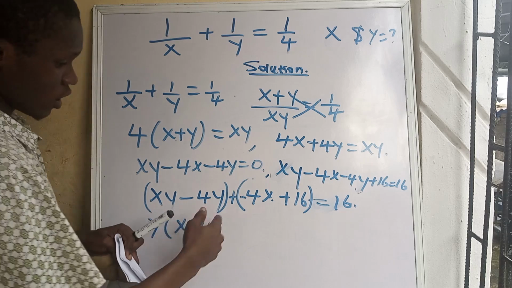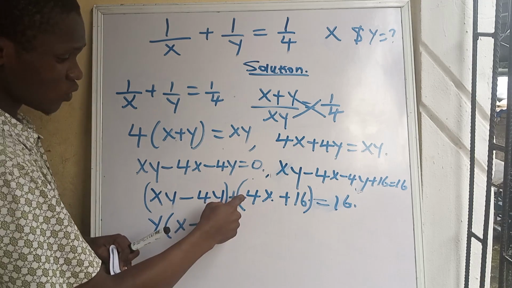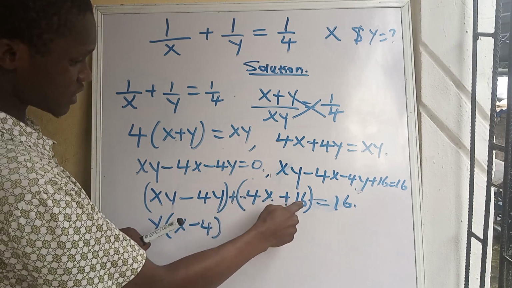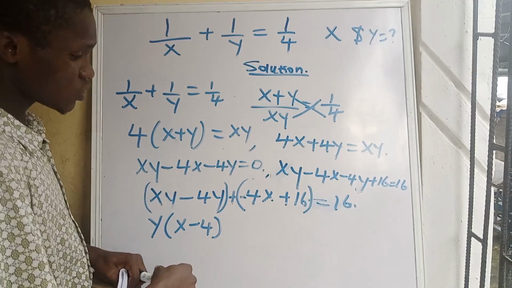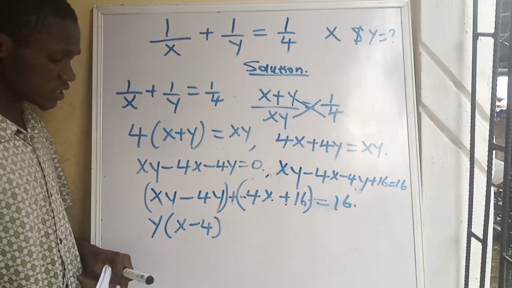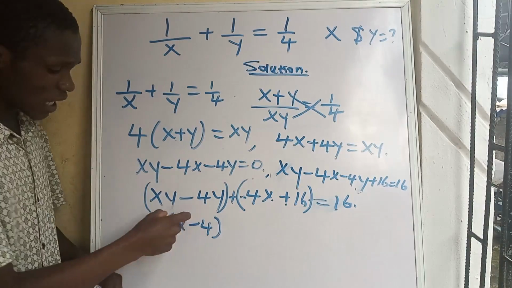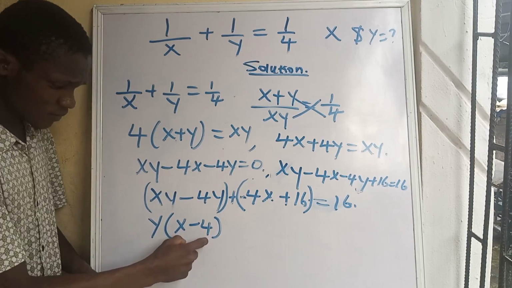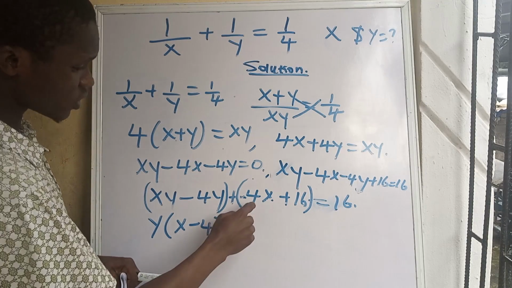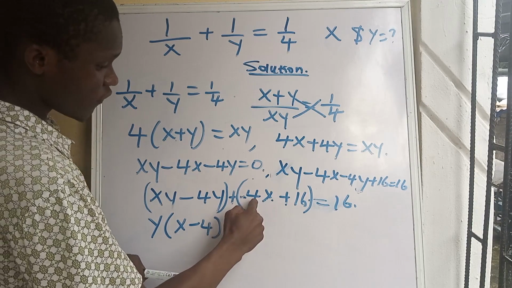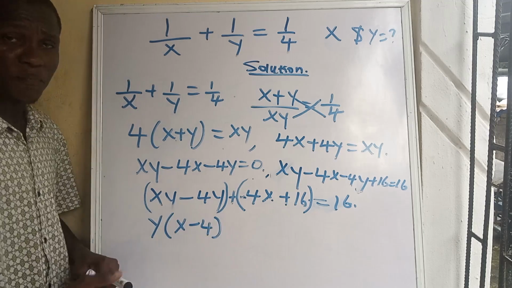This is a positive sign, right? We're having minus 4x plus 16. What is the common factor between these? We want to make this look alike with this. So what is the common factor? The common factor between minus 4x and plus 16 is minus 4.